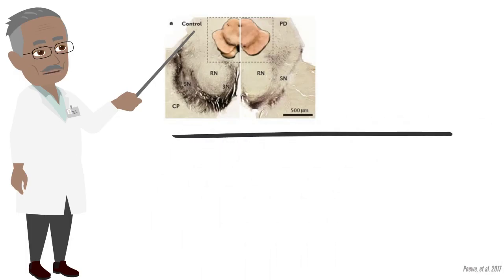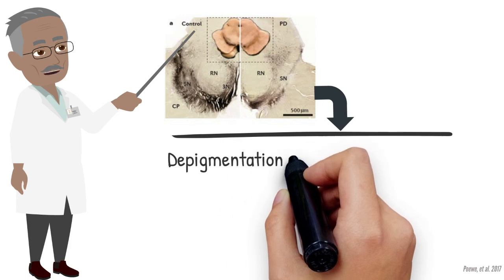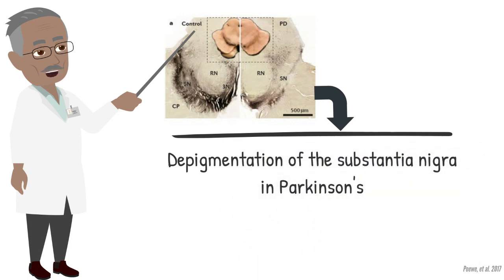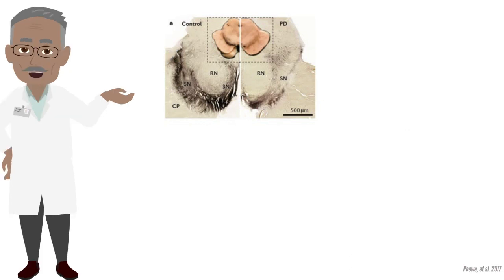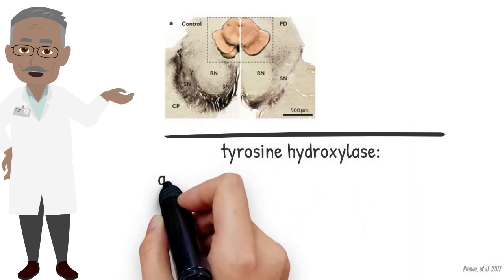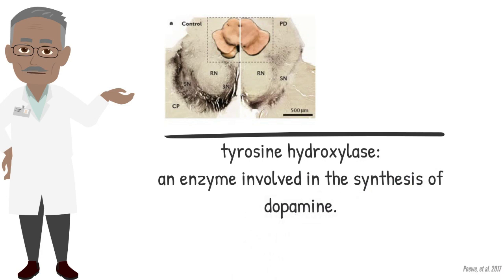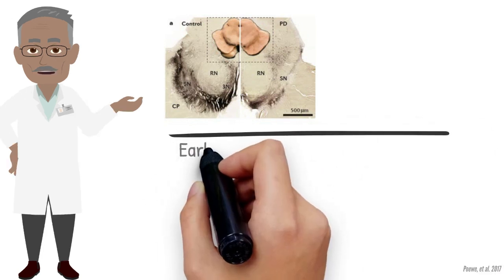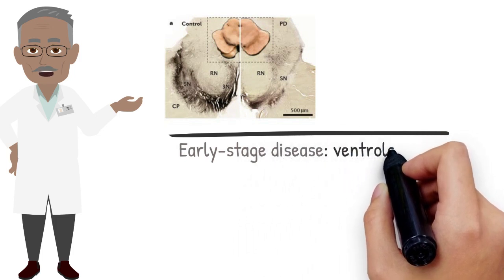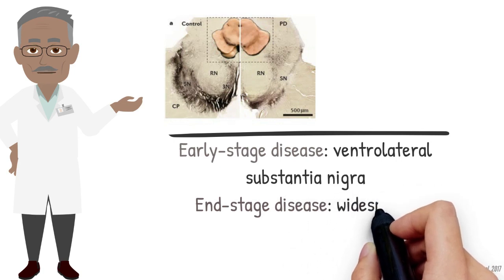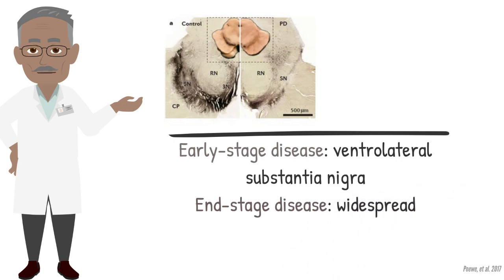Please, take a look at figure 1, where we can see a depigmentation of the substantia nigra, right panel, in a person with PD compared with a person without the disease, left panel. We can see here the macroscopic, inset, and transverse sections of the midbrain upon immunohistochemical staining for tyrosine hydroxylase, an enzyme involved in the synthesis of dopamine. When people are in the early stage of the disease, the loss of dopaminergic neurons is restricted to the ventrolateral substantia nigra, but becomes more widespread by end-stage disease.